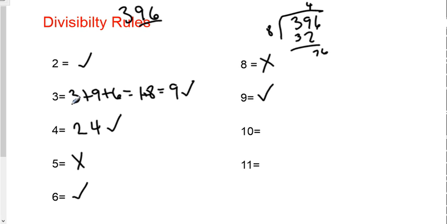Remember, just like 3, you add up all the digits. To check for 10, you just look at the last digit. Does it end in 0? No. So it's no for 10.